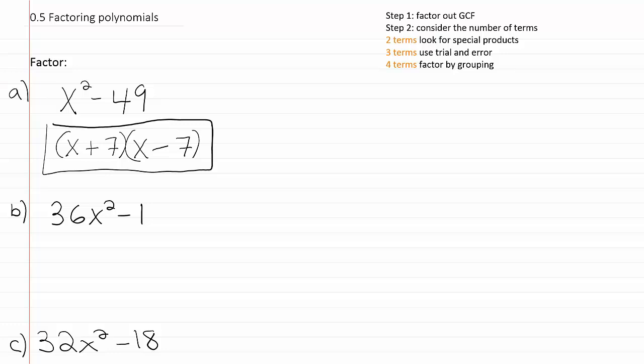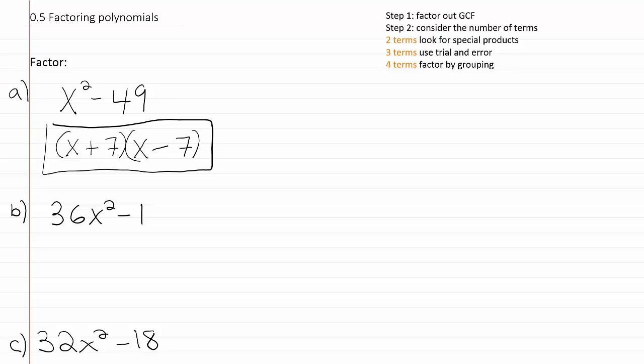Okay, looking at our second example, again, we would look for the greatest common factor, but you can see here that this last term is really simple. It just has a 1, and of course, we could always factor out a 1, but that doesn't really do anything in this case. So we're going to say that there is no GCF. All right, from there, we're going to consider the fact that it's a 2-term polynomial, and that means that we're going to be looking for a special product of some sort.